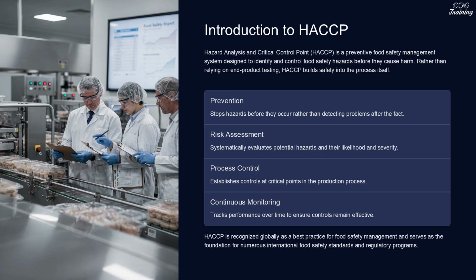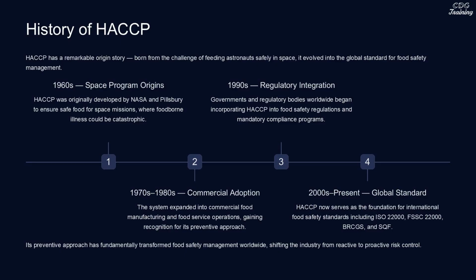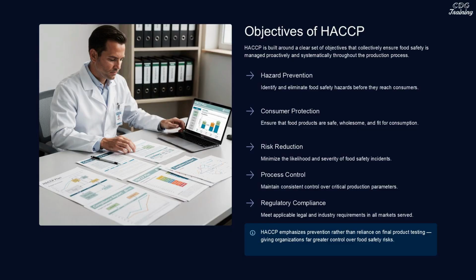HACCP is a preventive food safety management system designed to identify and control hazards before they occur. It is recognized globally as a best practice for food safety management. HACCP has evolved from ensuring astronaut safety to becoming a global standard for food safety management. Its preventive approach has transformed the industry. HACCP is built around clear objectives that ensure food safety is managed proactively and systematically throughout the production process.